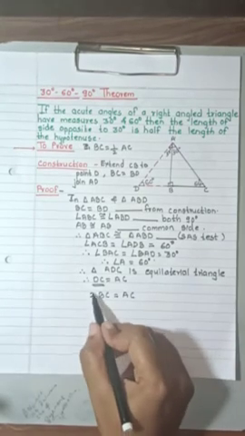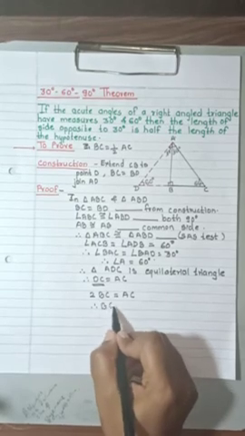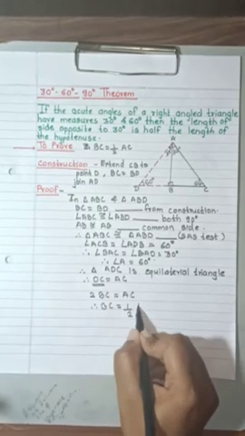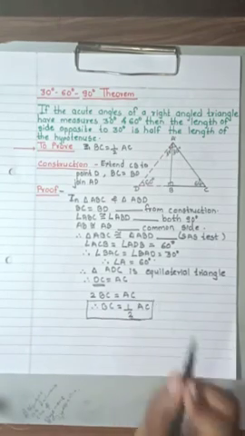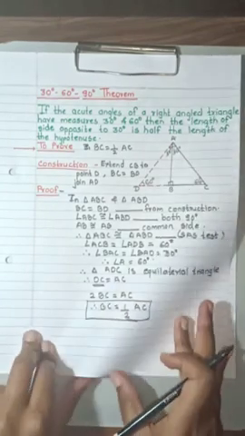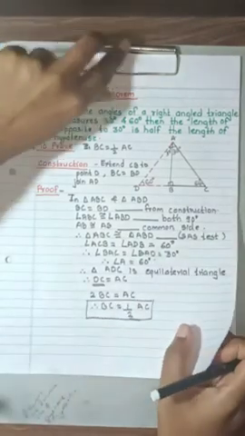Okay, now what I'll do, I'll send this 2 to this side. Therefore you can say BC is equal to half of AC. So hence it is proved. Okay, now we'll move on towards the second part of the 30, 60, 90 theorem. It's also very easy.